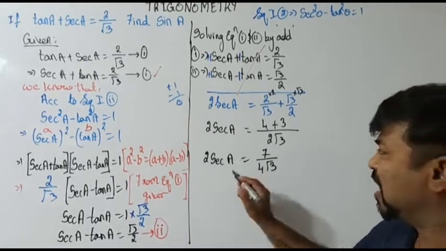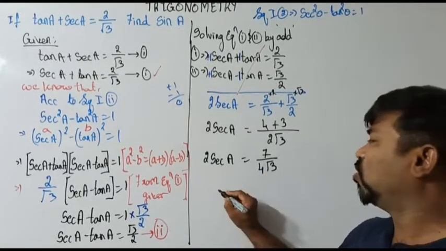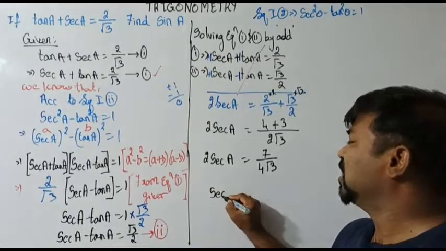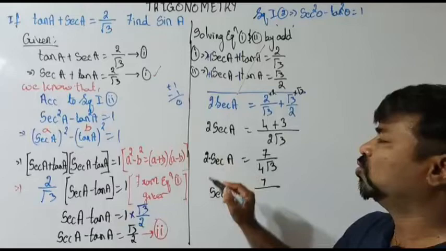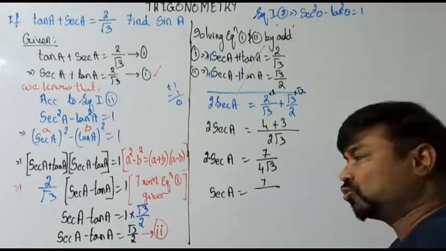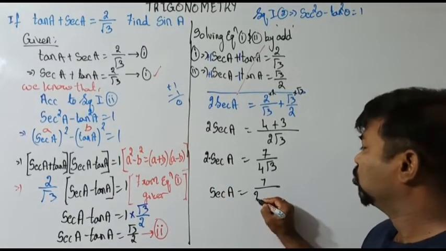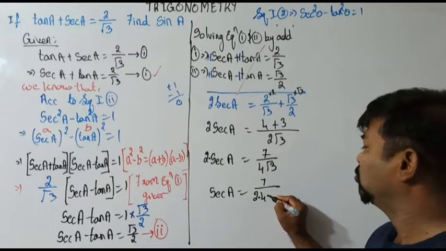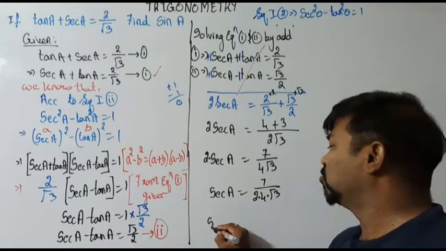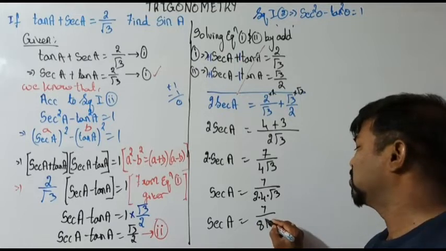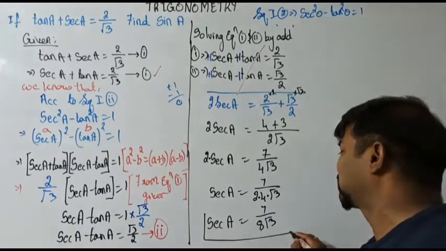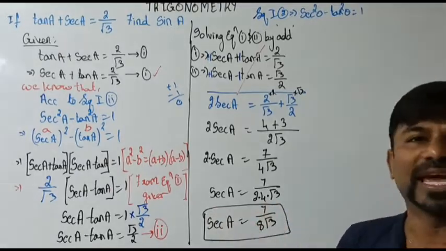You got it. Now, what do we want? Let's go for that. Secant A equals 7 by, the 2 is multiplying there. If it goes to the other side, it goes to the denominator. 2 into 4 into root 3. Now, secant A, we got it as 7 by 8 root 3. Yes, we got the value of secant.